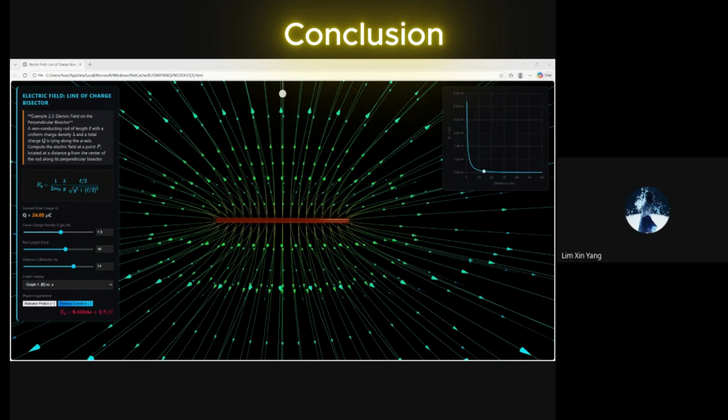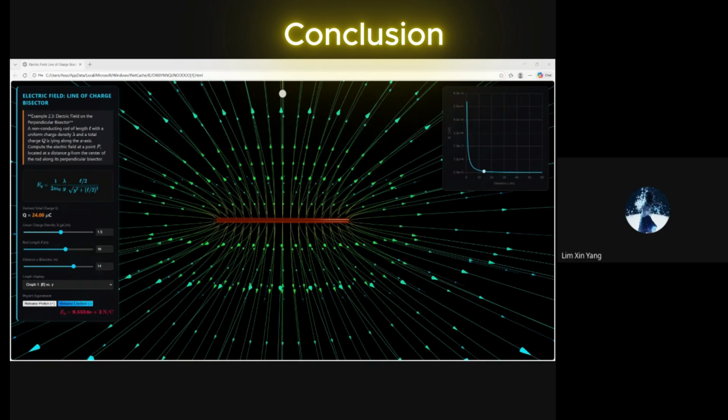To conclude our presentation, this assignment successfully merged theoretical physics with modern technology. The core principle we demonstrated is the calculation of the electric field on the perpendicular bisector of a charged rod, which utilizes integration and symmetry arguments. Specifically, we learned how the principle of superposition combined with geometric symmetry lets us simplify a complex integral into the final concise formula.